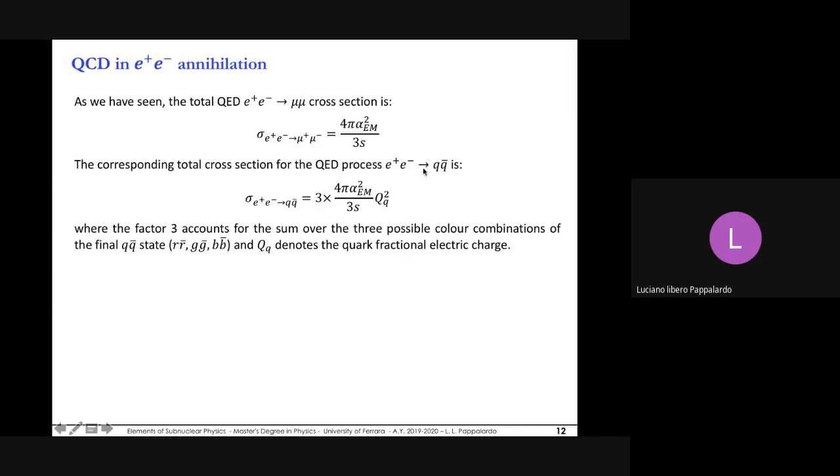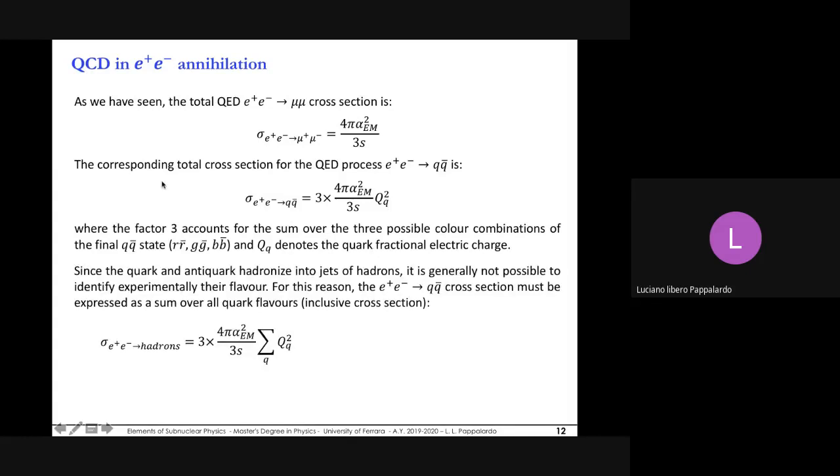And then the other difference, of course, is the electric charge. Okay, we know that quarks have a fractional electric charge compared to the electron. So this can be either 1/3 or 2/3 in absolute value, depending on whether it is an up-type quark or a down-type quark.